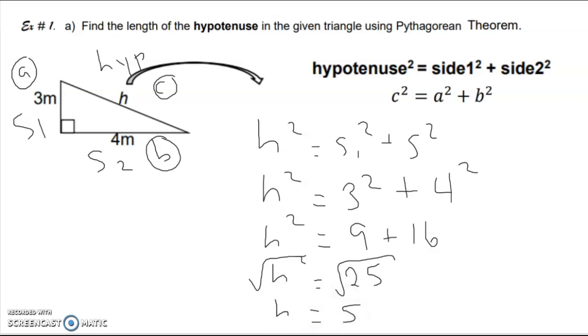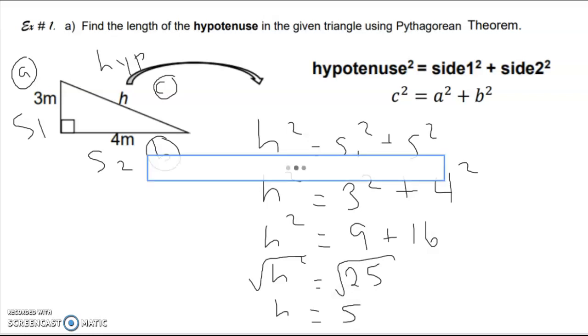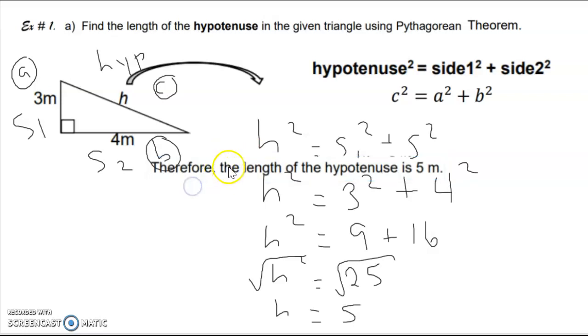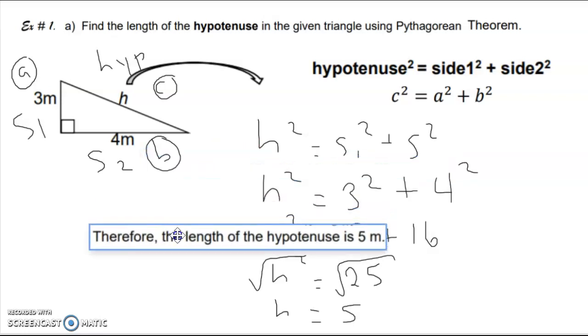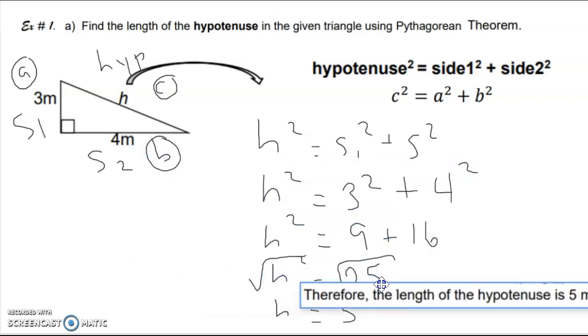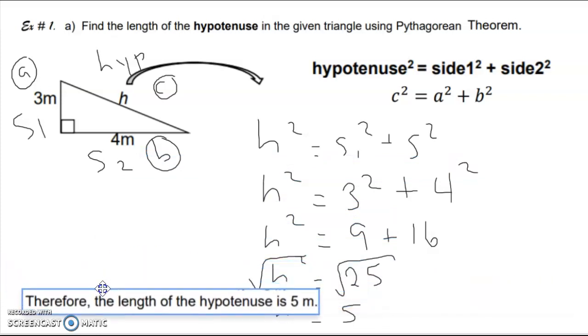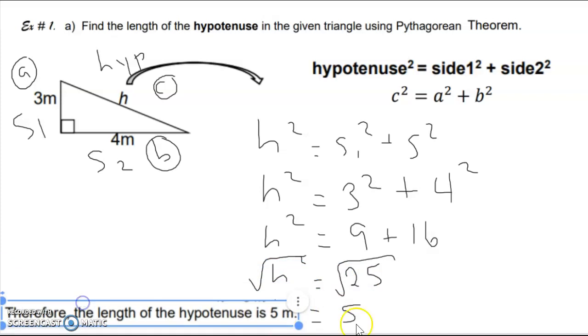Now, because it's a word problem, you have to have a therefore sentence. And I just popped it up right here because I can't write very well on this thing. So, therefore, let me just move that over here somewhere, okay? Let's put it here. Therefore, the length of the hypotenuse is 5 meters, okay?